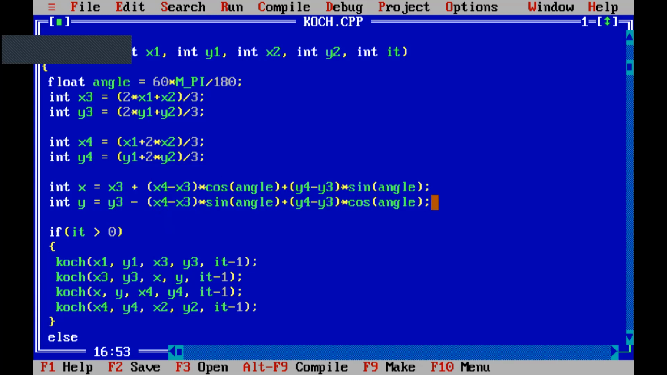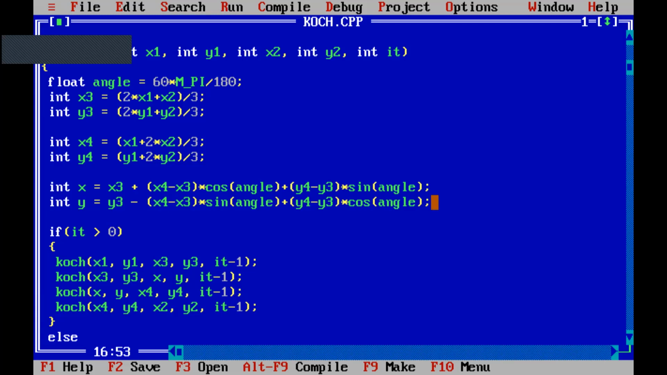Okay, so now I got all the points. I got my starting point x1 y1. I got the 1/3 point, that is x3 y3. I got the top point xy. I got my next point x4 y4. And then I got the last point, that is x2 y2. So what I can do now is simply join x1 y1 to x3 y3, then x3 y3 to xy, then xy to x4 y4 and x4 y4 to x2 y2. But that will be our first iteration.